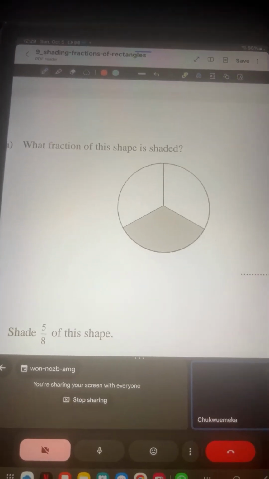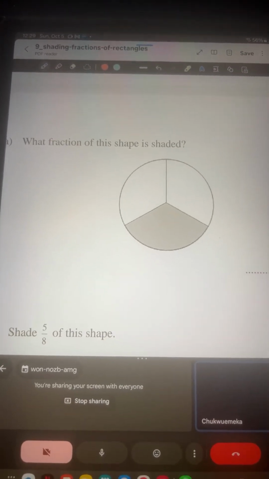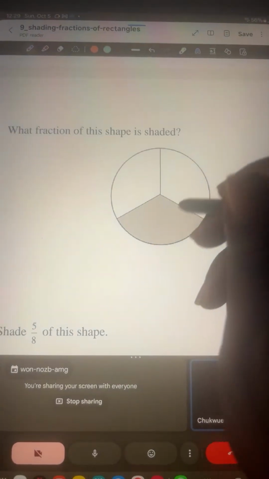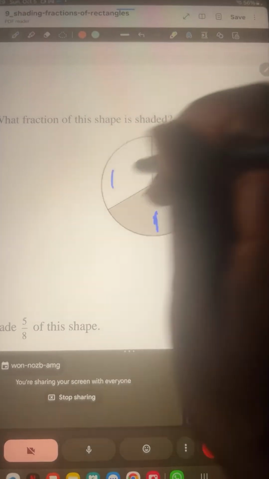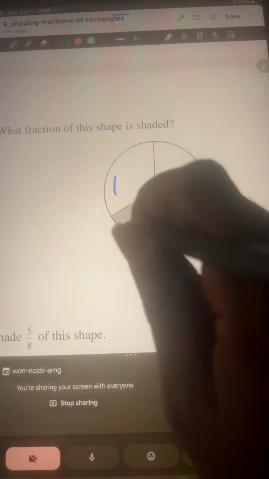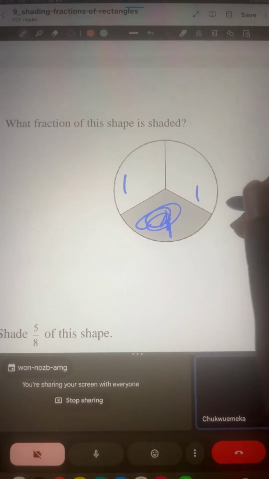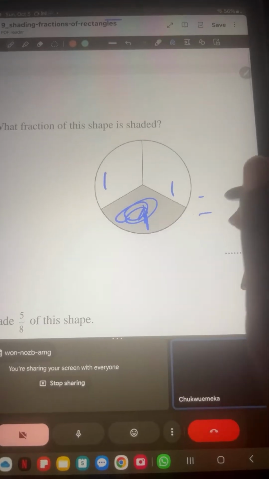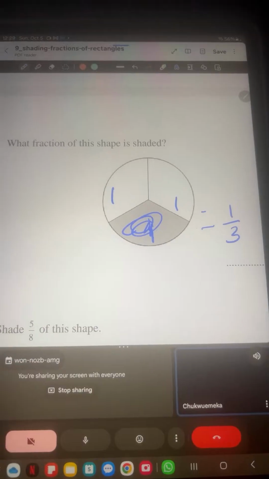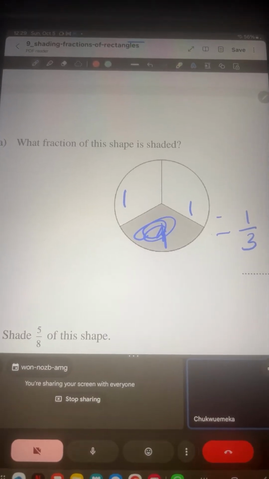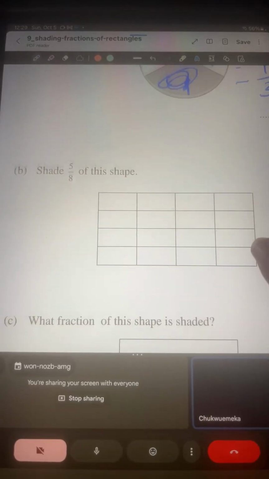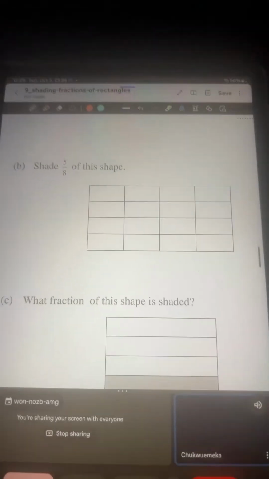The next question says, what fraction of this shape is shaded? This is the easiest because there are 3 parts. 1, 2, and 3. And only one part here is shaded. So the fraction that is shaded is 1 part out of 3 parts, isn't it? Yes. So only 1 part out of 3 parts is shaded. That's the bonus question.